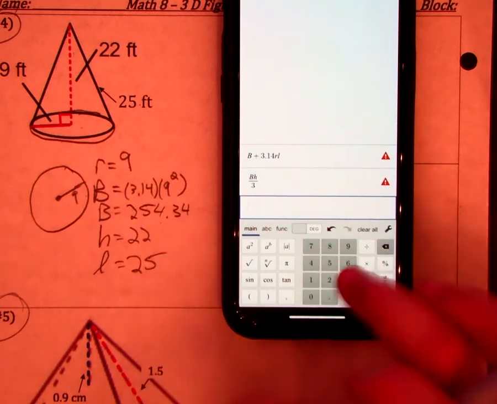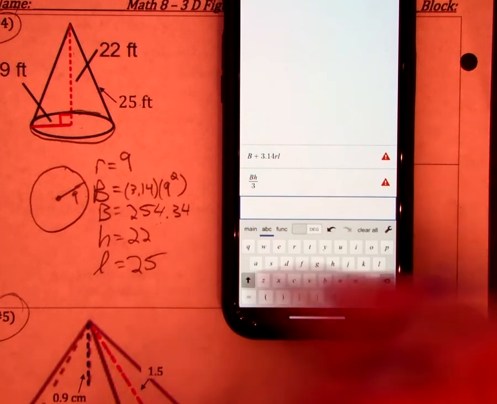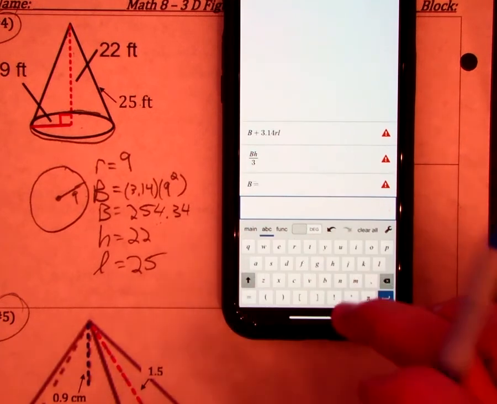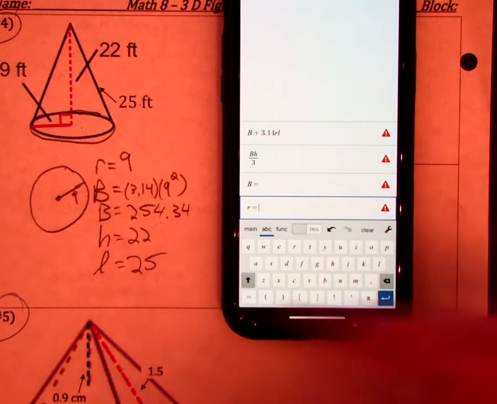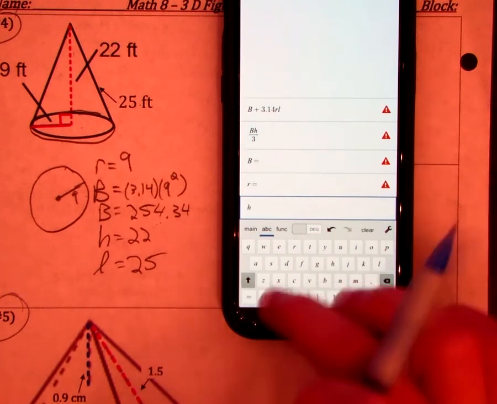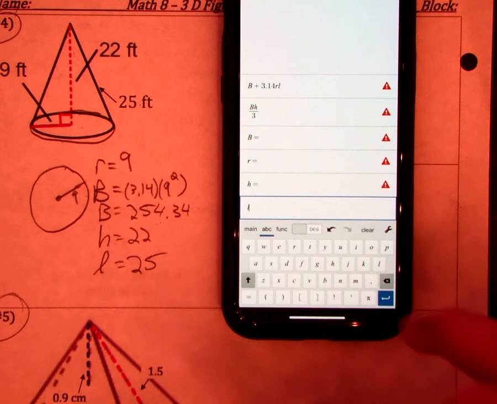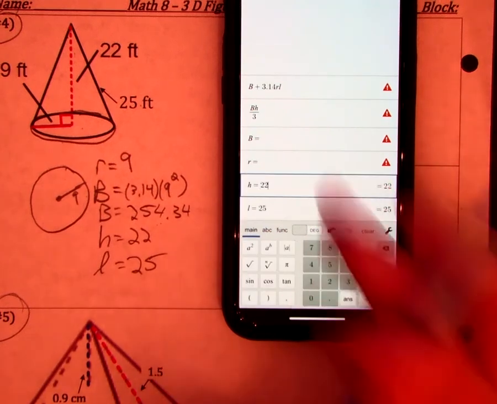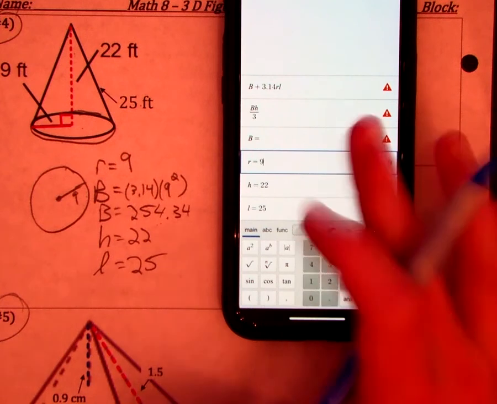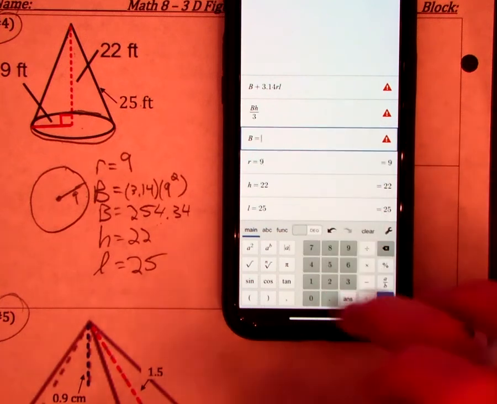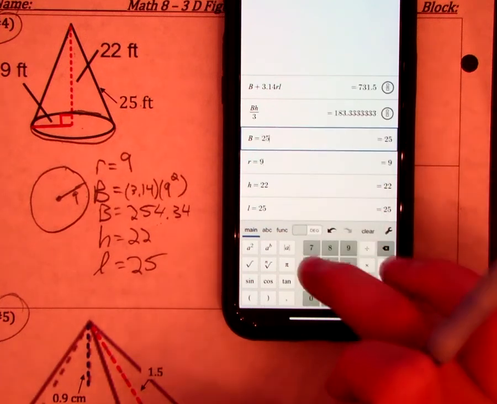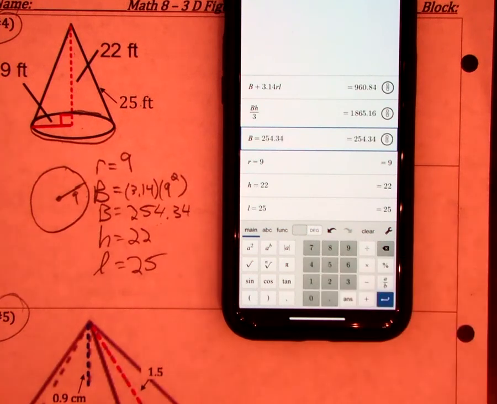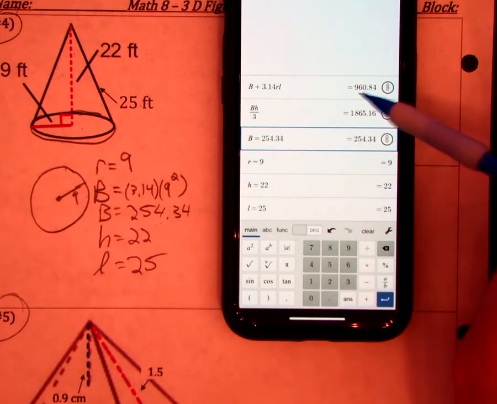So again, we can have our variables defined one at a time. So we're going to have big B, which is the area of the base. We have our radius, we have our height, and our slant height. Alright, so our slant height is 25, our height is 22, our radius is 9, and our big B, or the area of the base, is 254.34. And bada bing, bada boom, we have our volume and our surface area.